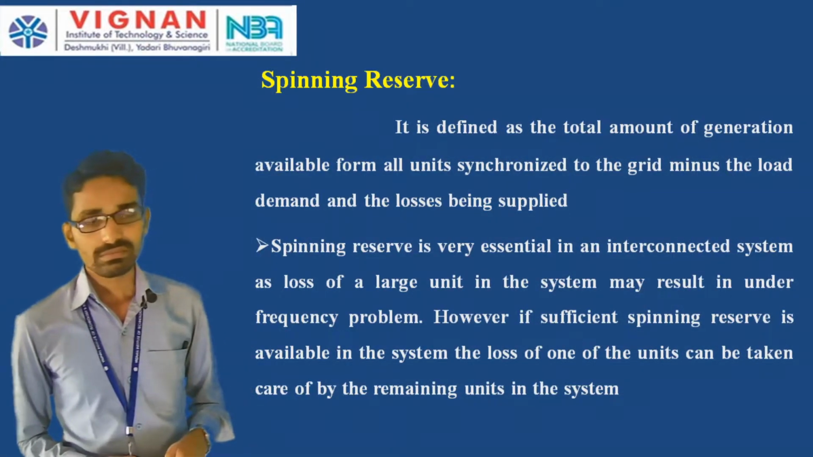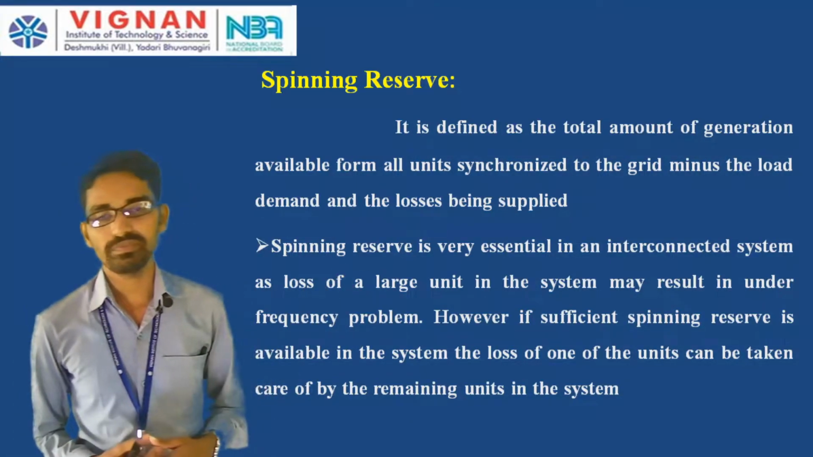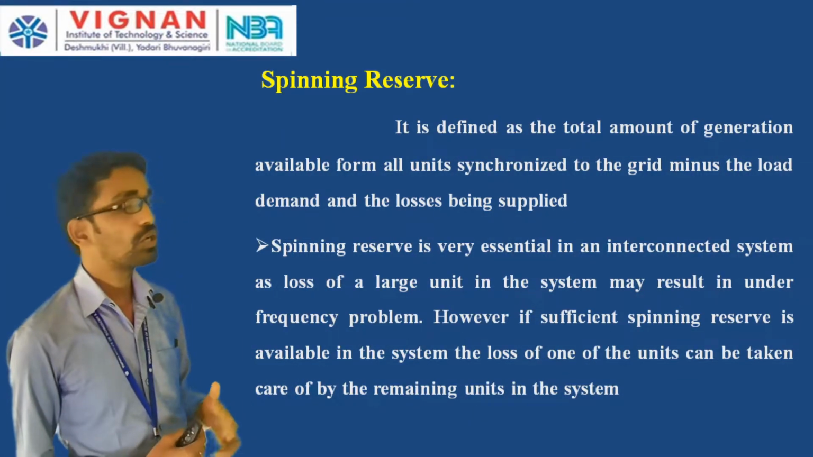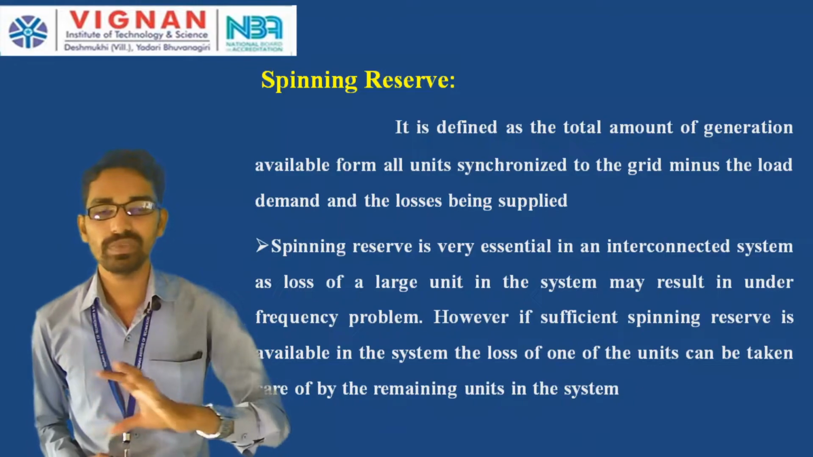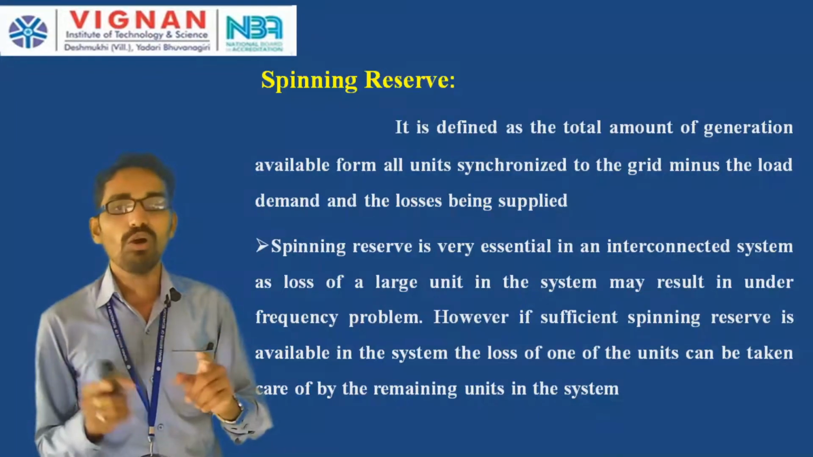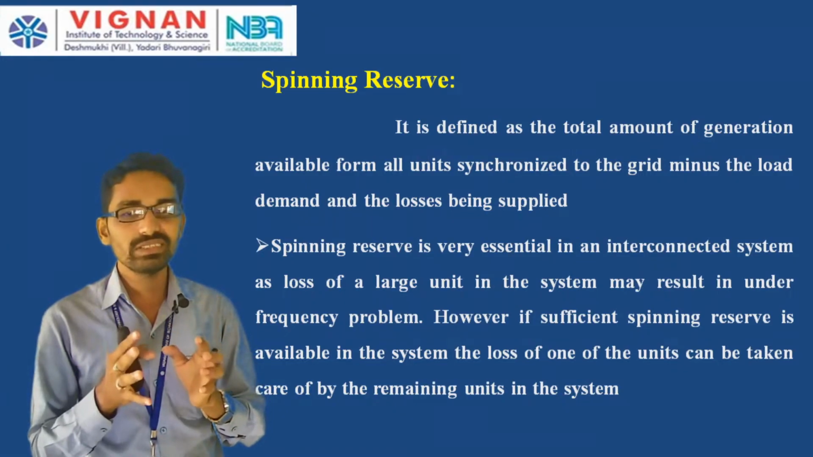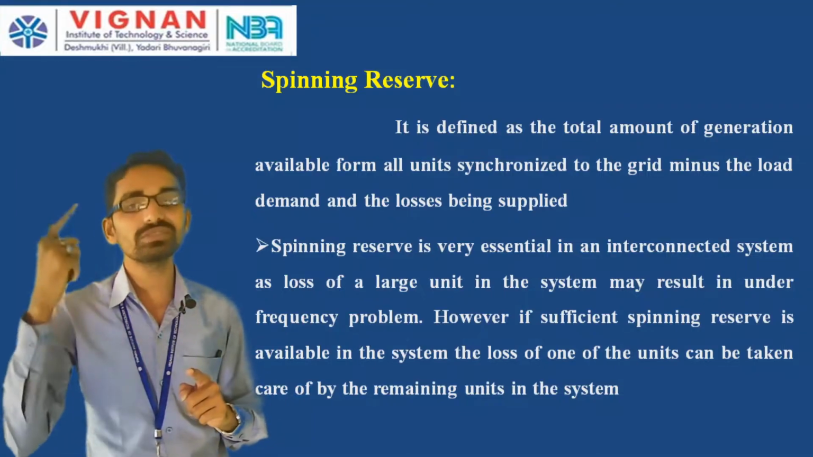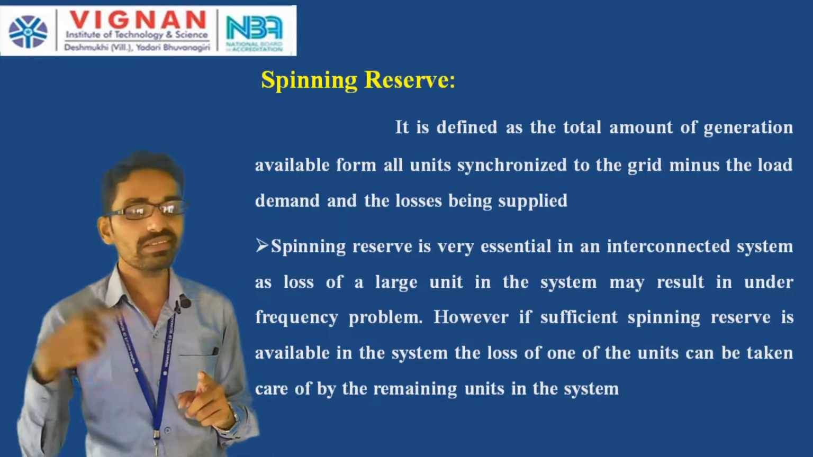There are also constraints regarding unit commitment. In those constraints we have the spinning reserve. What is actually the spinning reserve? The spinning reserve is defined as the total amount of generation available from all the units which are synchronized to the grid. Whatever generating units are there in a particular generating station, how many are connected to the grid, that is how much generation is available, minus the load demand minus the losses being supplied.